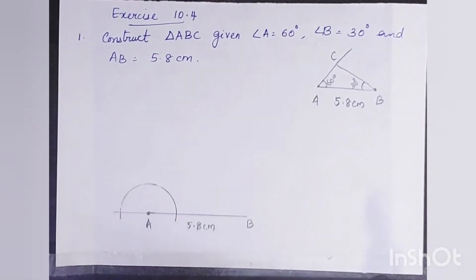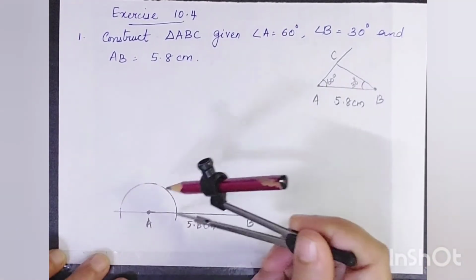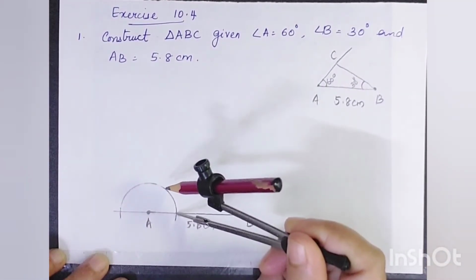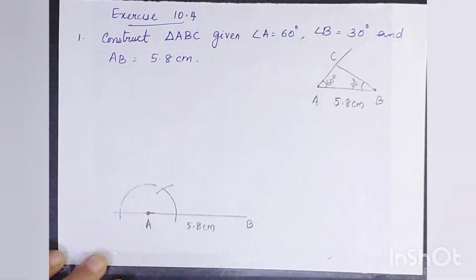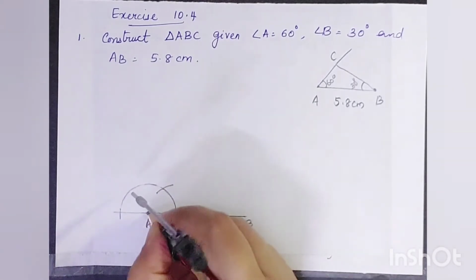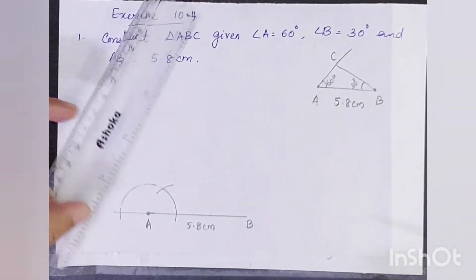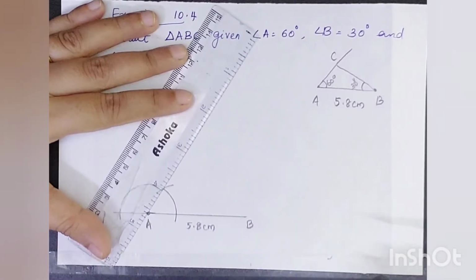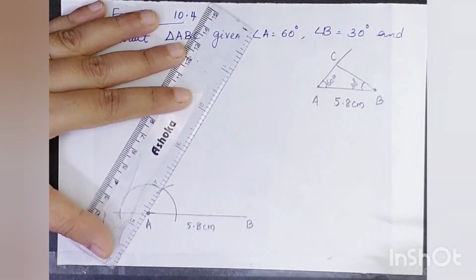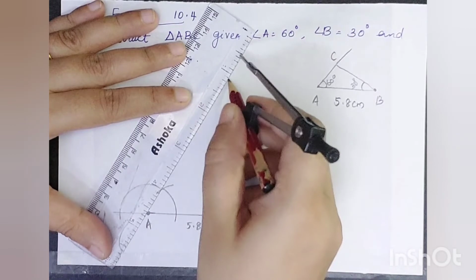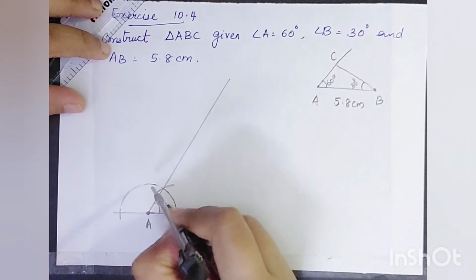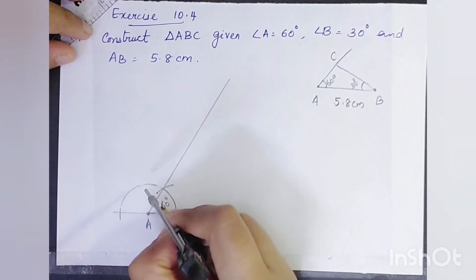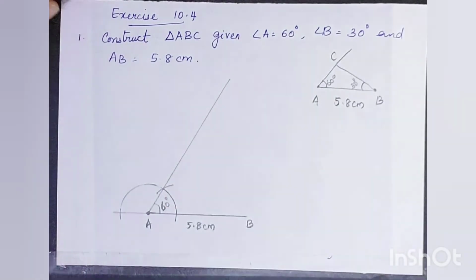Okay, draw a semicircle, and with the same measurement keep this new point as a center point and draw an arc. Now join this point and A, and draw a line. Now this is 60 degrees. We have already seen this construction many times.